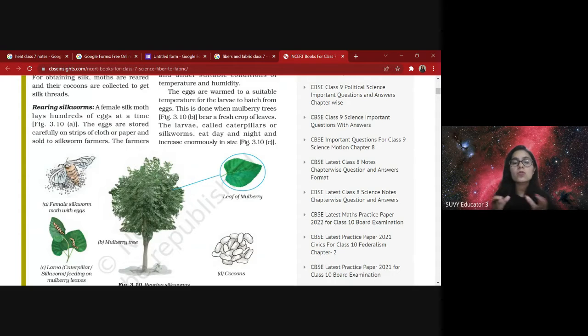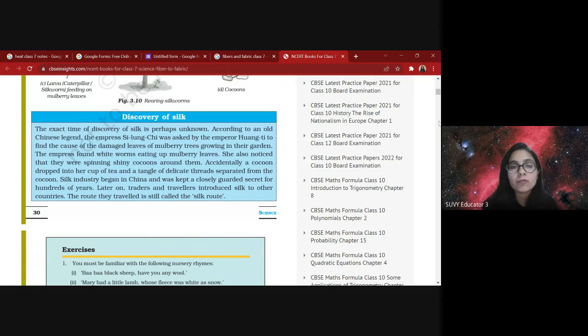So these cocoons are very well preserved and taken care of, with nourishment and everything, so that the silk can easily be obtained from these cocoons. And this whole process is known as sericulture. The process of rearing silkworms to obtain silk is known as the sericulture process.